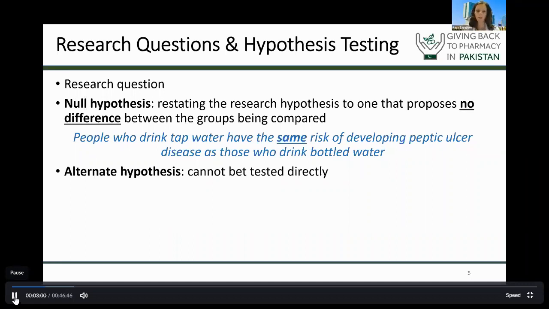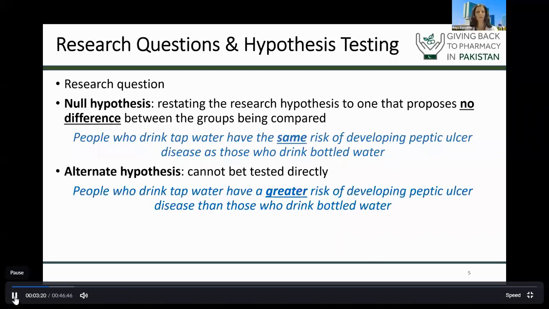The alternate hypothesis is what you're trying to prove. You are trying to prove that people who drink tap water have a greater risk of developing peptic ulcer compared to those who don't. But the alternative hypothesis cannot be tested directly. This is why we come up with the null hypothesis. So your alternate hypothesis would be people who drink tap water have a greater risk of developing peptic ulcer.